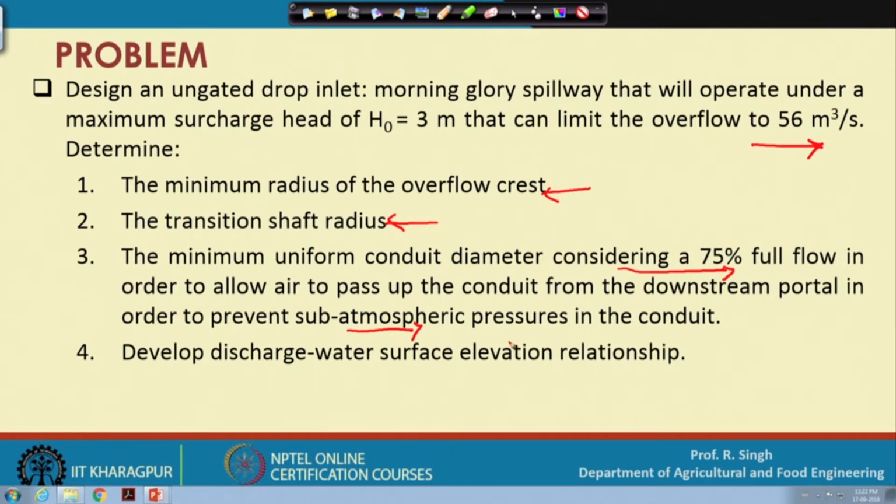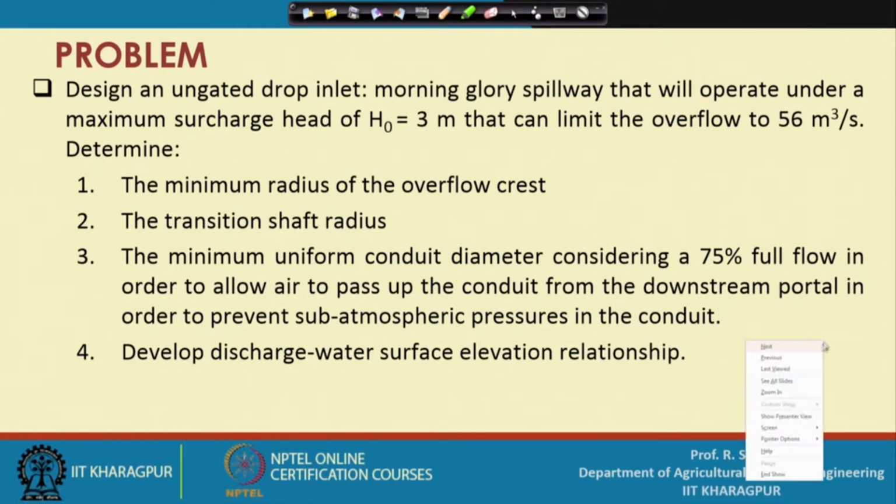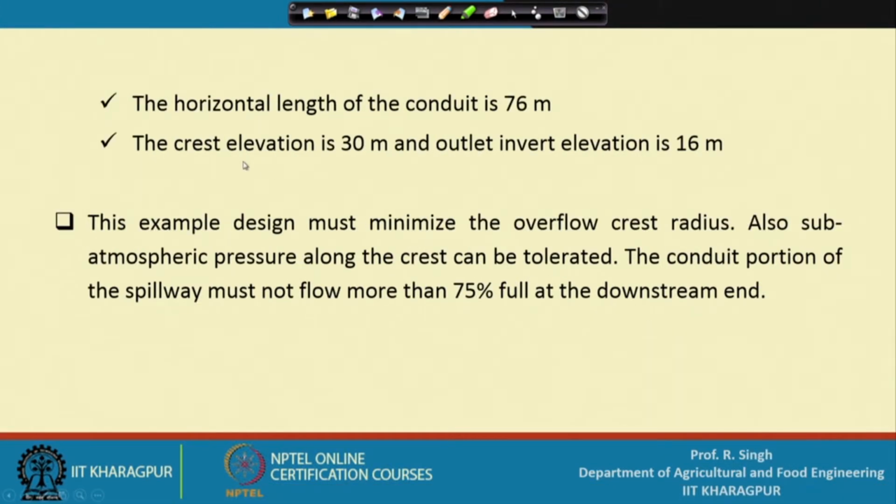And based upon this design calculation, develop a discharge water surface elevation relationship. So, this will be in the form of a table, and then you have to assume some set of conditions. So, what are these conditions? The horizontal length of the conduit is assumed as 76 meter and the crest elevation is given as 30 meter and the outlet invert elevation is 16 meter.